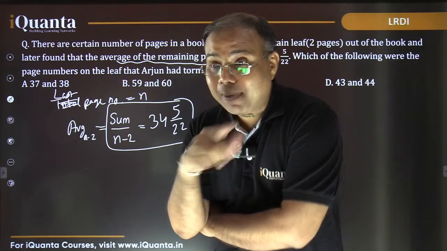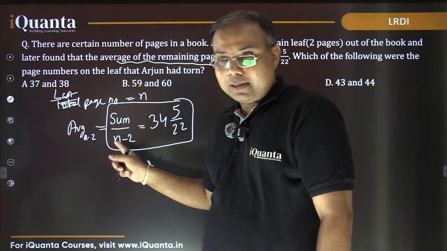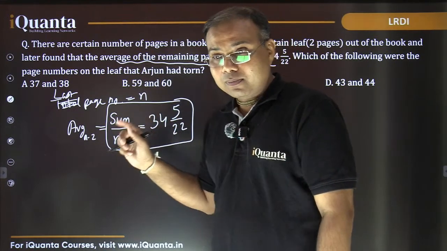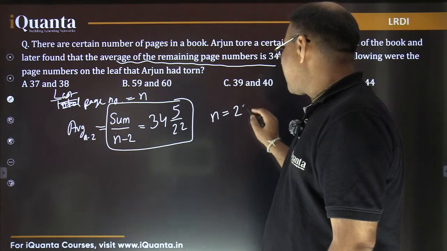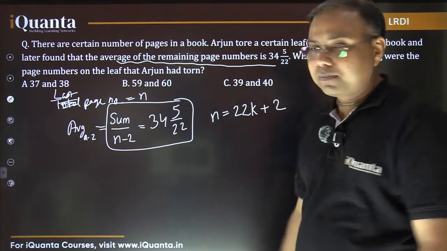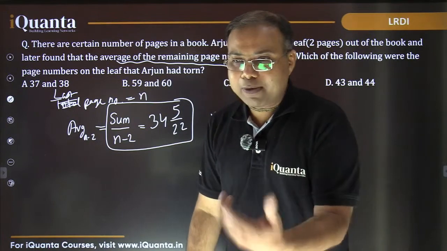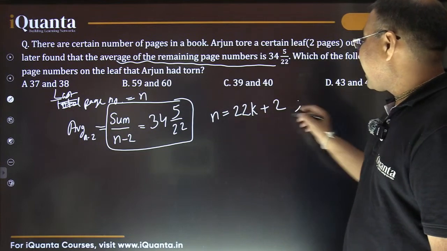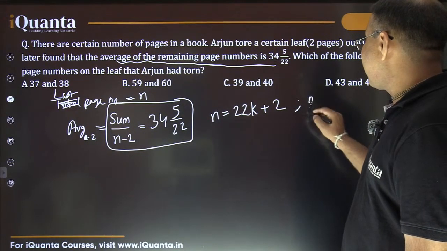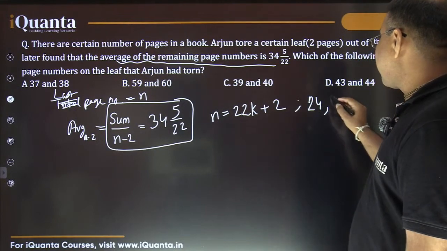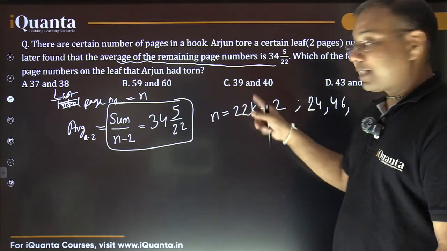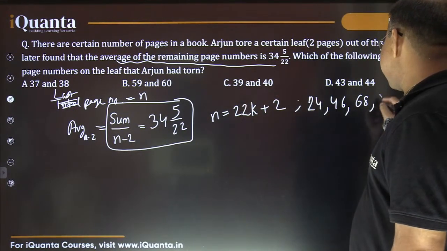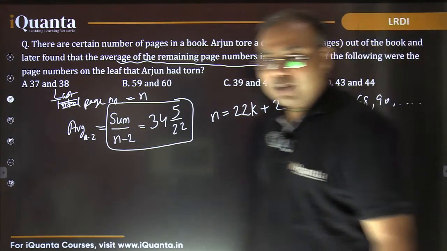Multiple of 22 plus 2, right? I'm talking about n. So n minus 2 must be a multiple of 22. So n must be a multiple of 22 plus 2. Yes, it can be 24 or it can be further. Other values are also possible. N can be 24, or 44 plus 2, that is 46, or 66 plus 2, that is 68, or 88 plus 2, that is 90, and so on. These are the different values possible.